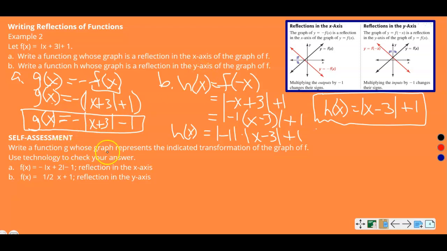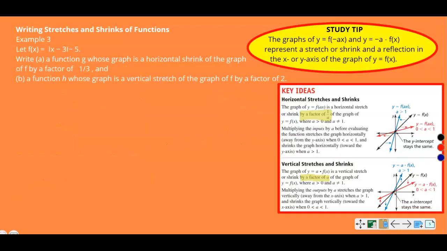All right, we have a self-assessment here. It says to write a function g whose graph represents the indicated transformation of the graph of f. Use technology to check your answer. It gives you f of x. They want you to reflect it across the x, and then f of x reflected across the y. So what I want you to do is pause the video, take a few minutes, and do this on your own. The best way to see if you're learning what I'm saying is to practice. So do these on your own and then come back to check it.